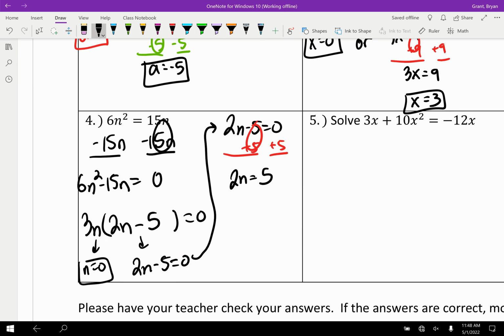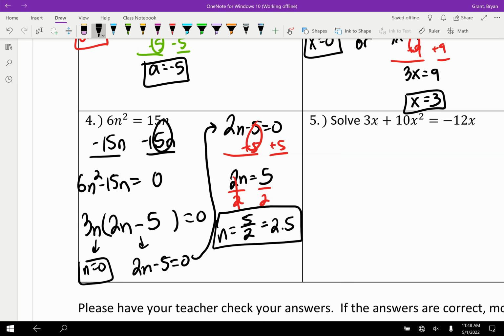2n equals 5. And last but not least, of course, divide by 2. We can take the lazy, maybe efficient way and just say it's 5/2. Or you could think, what is half of 5? That's 2.5. Either of those work.